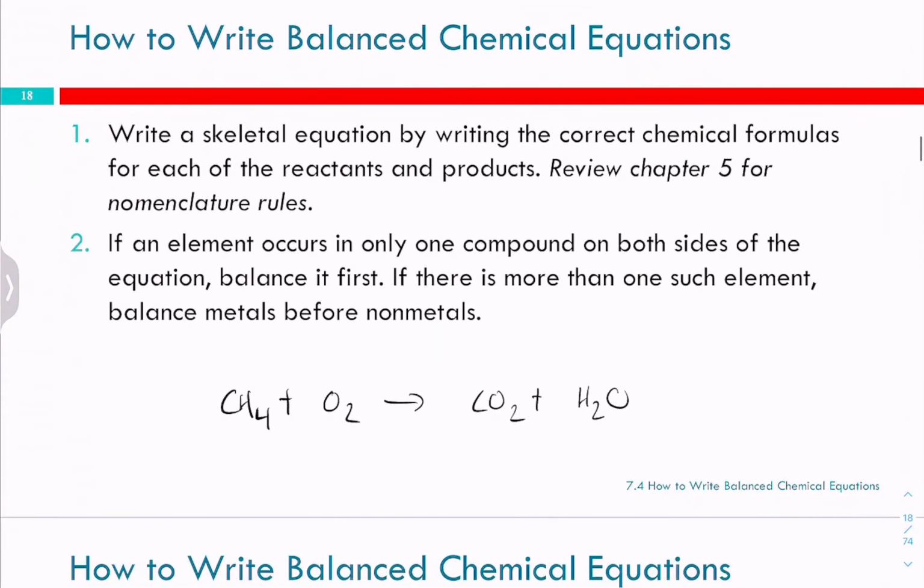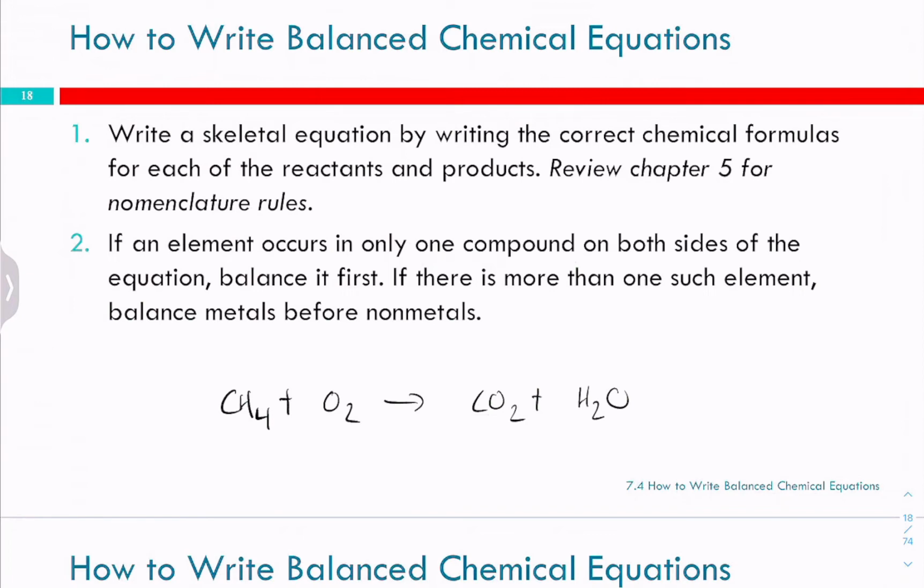And then, again, these are puzzles, so there's multiple ways to solve a puzzle. Some tips, though: if an element occurs in only one compound on both sides, balance it first. So in this case, we can look here and say, CH4 has carbon, and CO2 has carbon, so it's existing in one compound on either side.